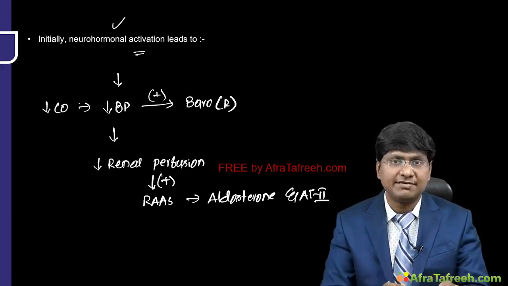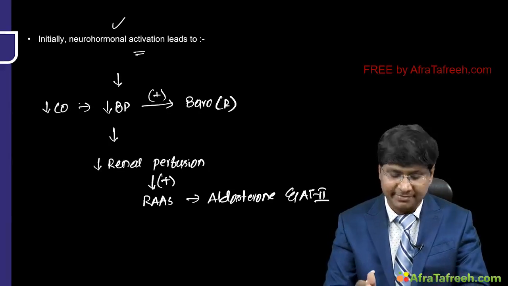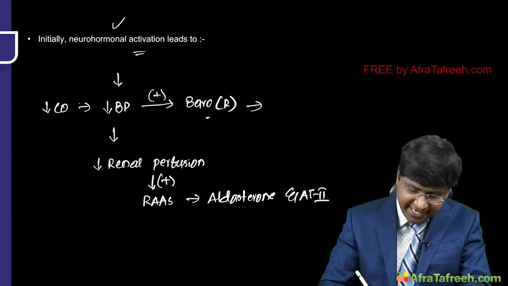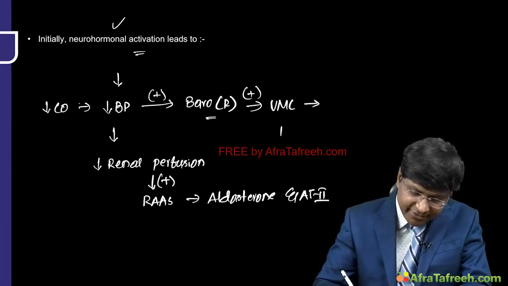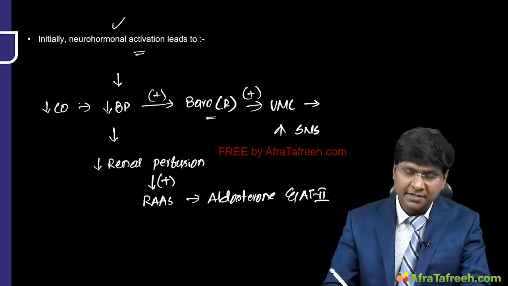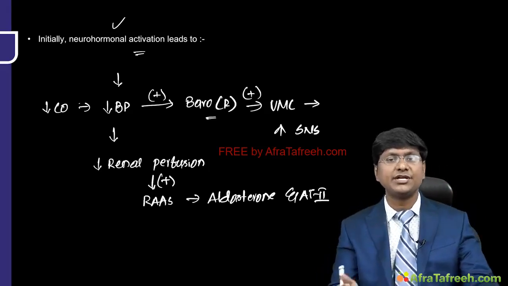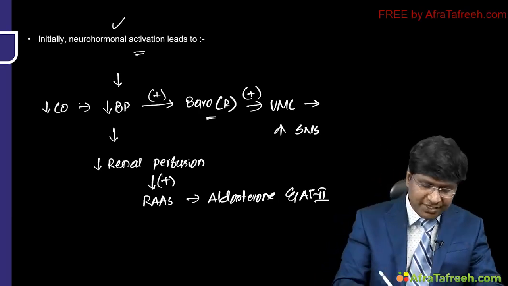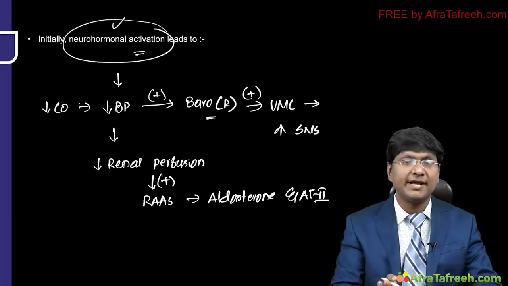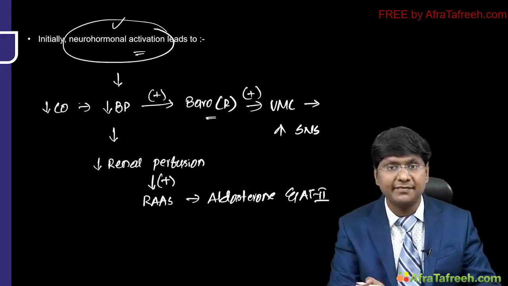So even though the individual is developing heart failure, in the early stages the individual is mildly symptomatic or asymptomatic. And once the baroreceptors are activated, they will stimulate the vasomotor center present in the medulla oblongata, and it will increase the sympathetic outflow, causing vasoconstriction and thereby improvement in the blood pressure of the individual. Okay, so these are the reasons or mechanisms of neurohormonal activation.